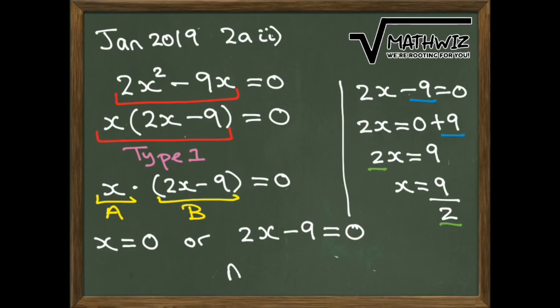So our two answers would be x equals 0 or x equals 9 over 2. It's very important that we put both answers. You can't only put one. You're not going to get the full marks because this question has 2 answers. So be sure that you put both.